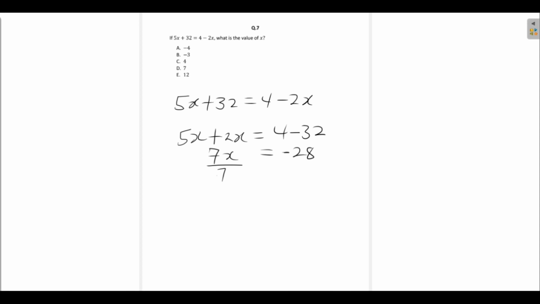Now the goal is to find the value of x. So we can divide here by 7 and then divide here by 7. So that 7 cancels this 7 and then we are left with x. And that is actually what we are looking for. So what is negative 28 divided by 7? That is negative 4. So 7 goes into 28 4 times. But because there is a negative sign there, we have negative 4. Hence the value of x is negative 4. Now let's look through the options. If you have negative 4, yes. So the first option, which is option A, is our answer.